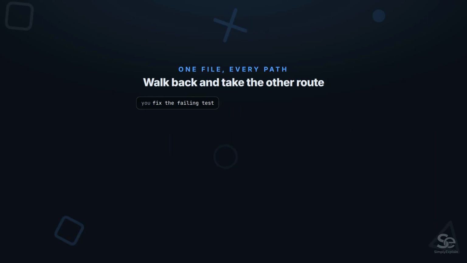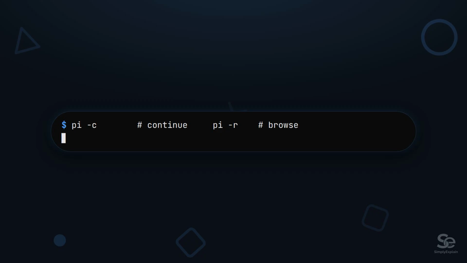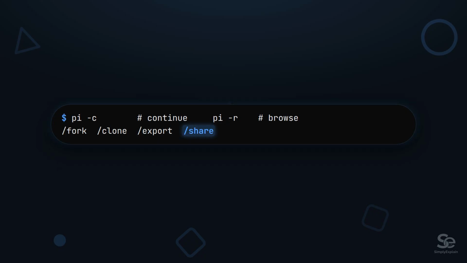Every session is a tree in one file. When a run goes wrong, /tree walks you back to an earlier message, and you carry on down another path. Both branches stay in the file. -C continues the last session, -R browses them all. /share uploads one as a private gist you can send to somebody.